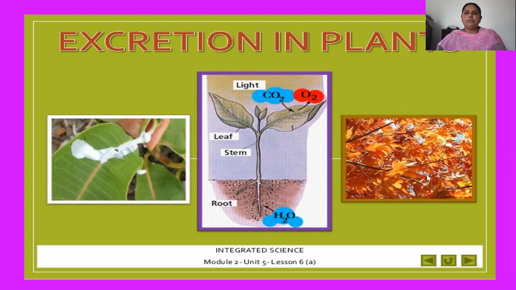In the third picture, you see that in a specific season, the plants detach their older leaves. An abscission zone develops between the leaves and the branches. So older leaves detach themselves from the branches. These older leaves contain certain waste products, so when they detach from the branches, the waste products also go through them.